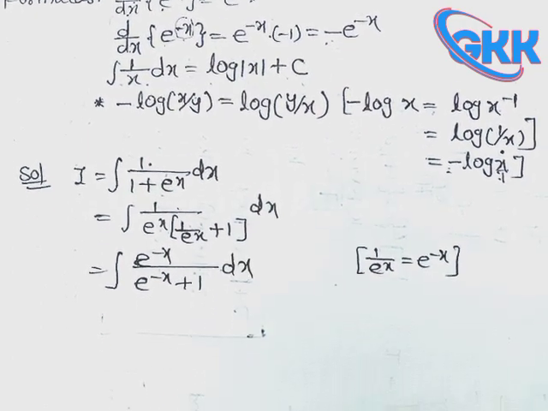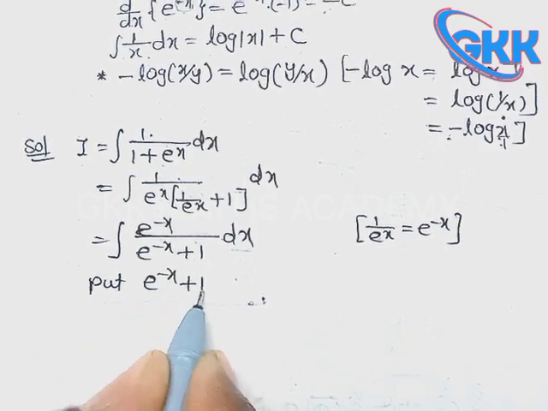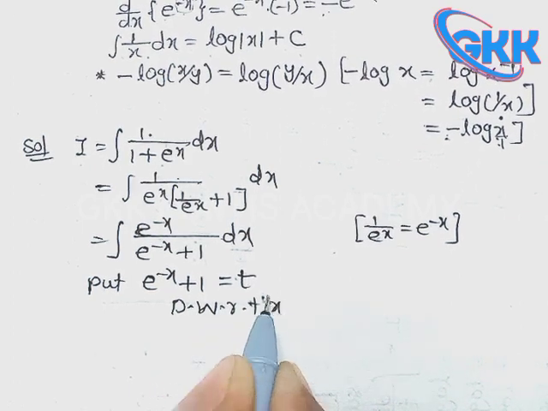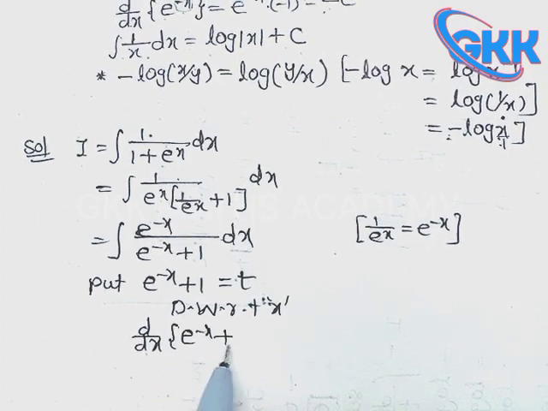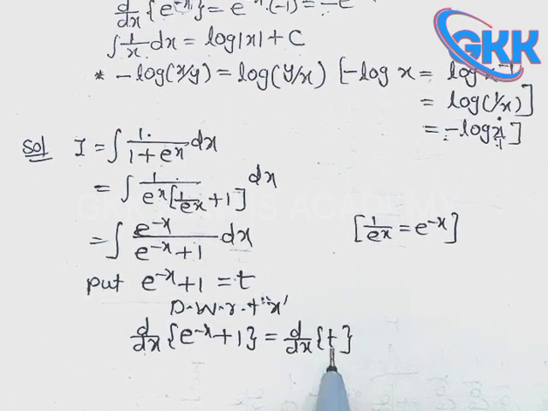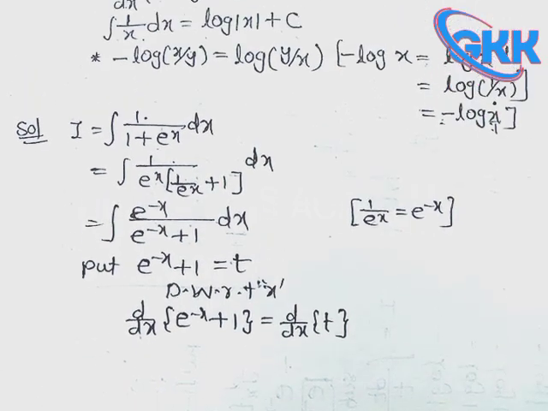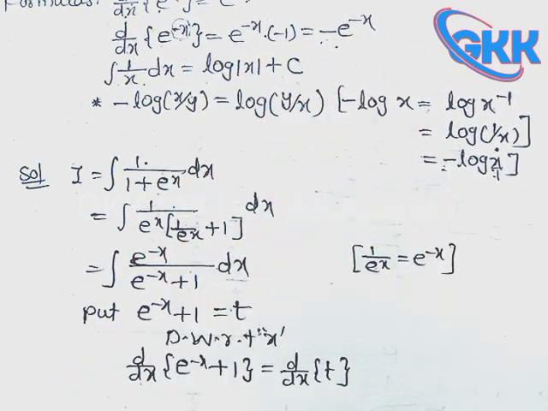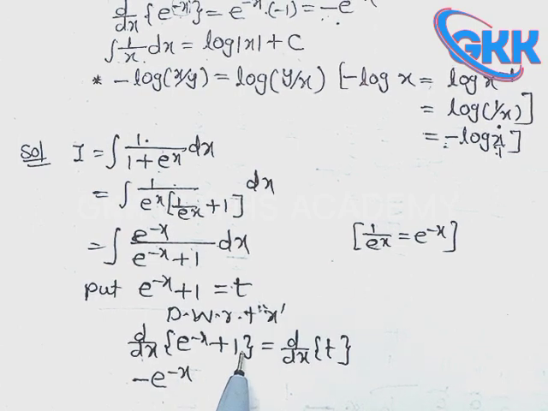So here we are using the substitution method. Put e power minus x plus 1 equal to t. Differentiate with respect to x on both sides. d by dx of e power minus x plus 1 is equal to d by dx of t. Yes or no? Now d by dx of e power minus x. Already we have the formula, d by dx of e power minus x is minus e power minus x. So here we write minus e power minus x. The constant 0 I am not writing.